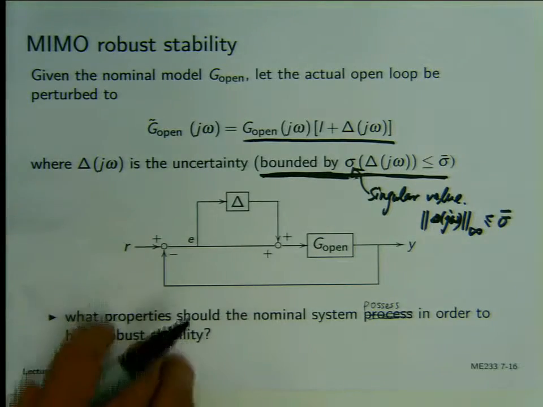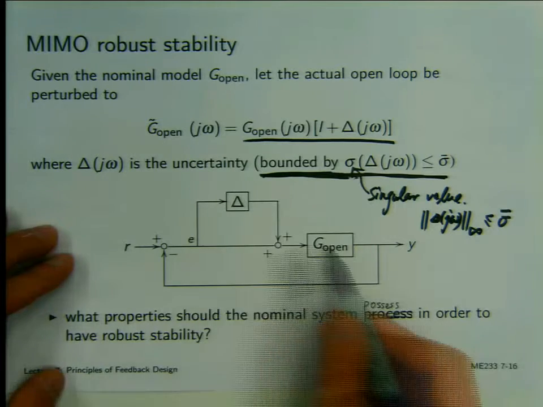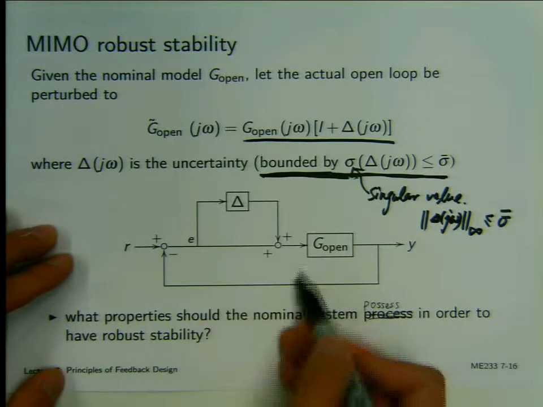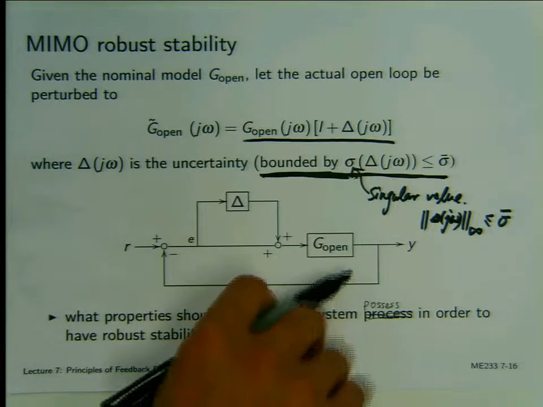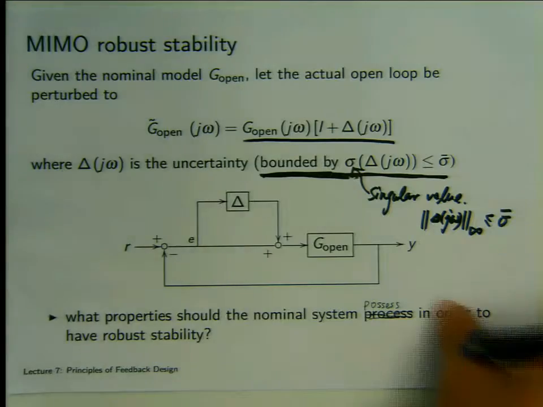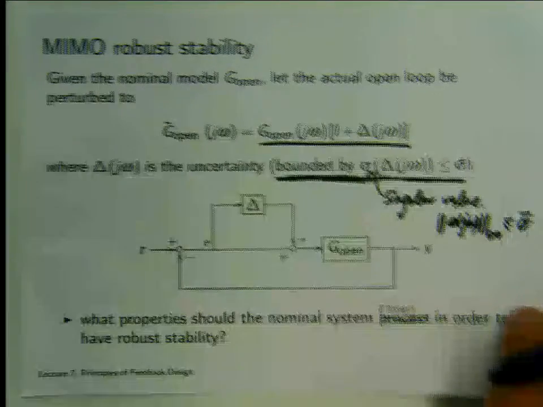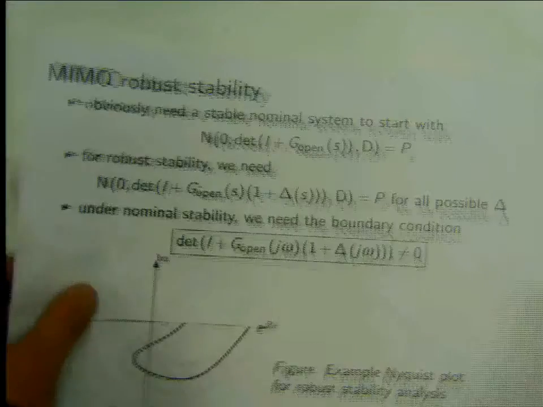Now within these bounds, what will be the requirements such that this perturbed closed loop system is stable? And we will be arriving exactly at some results as I wrote down on the blackboard over there, on the bottom right hand side of this blackboard. We'll be arriving at something very similar to the single input, single output case, but there will be some difference.